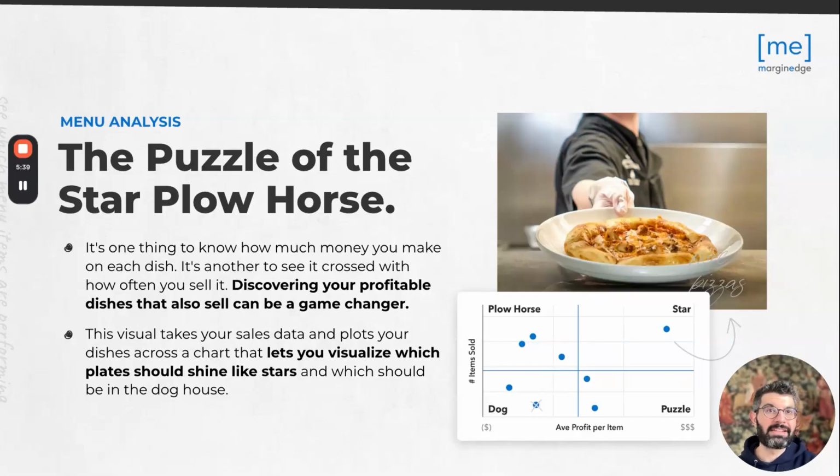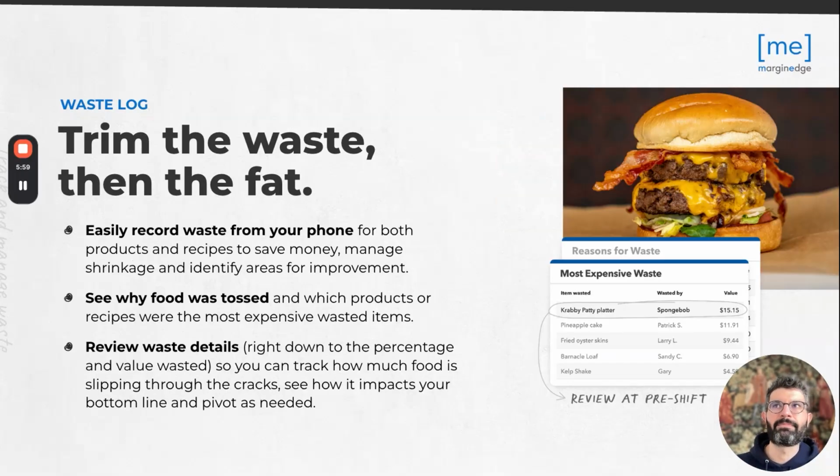It's also going to help you identify other things like dogs, right? Because now we're going to see, hey, you've got a low profit item, or maybe even you're losing money on an item, and it's not even a high seller. You should probably just take that off the menu. And there's a bunch of other things that we can do here with the menu analysis, but now we're layering on to the plate and pour costs, how much they sell through your POS.